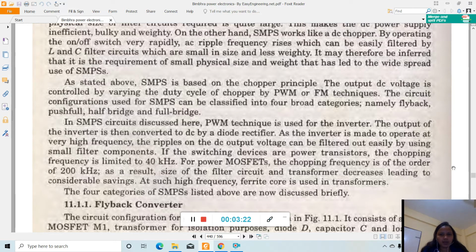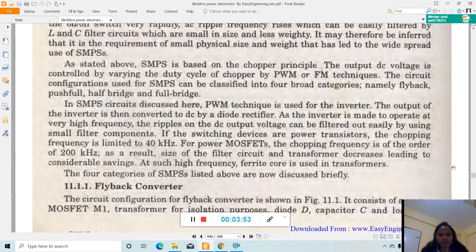If the switching devices are power transistors, the chopping frequency is limited to 40 kHz. For power MOSFET, the chopping frequency is of the order of 200 kHz. As a result, the size of the filter circuit and transformer decreases, leading to considerable saving. In high frequency, a ferrite core is used in the transformer. The four categories of SMPS which we listed above are now discussed briefly.